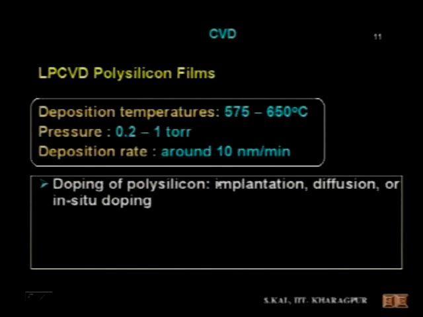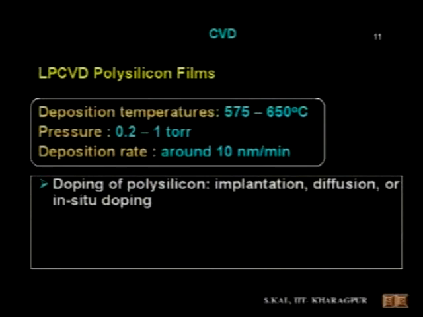Doping of polysilicon is possible by implantation, diffusion or in situ doping. This is important in application areas of shallow junction formation, or sometimes we use this doped polysilicon for making the emitter in bipolar process, which is known as polyemitter transistor, polysilicon emitter transistor.